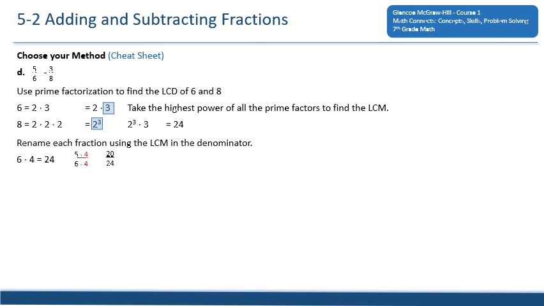Now we're going to rename each fraction. In order to get 5/6 to something over 24, we have to multiply 6 times 4 to get 24. So we'll multiply 5 times 4 to get 20. And then in order to get 3/8 into an equivalent fraction with a denominator of 24, we multiply 3 times 8 to get 24. And we'll multiply 3 times 3 to get 9.